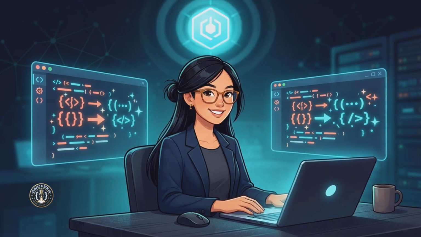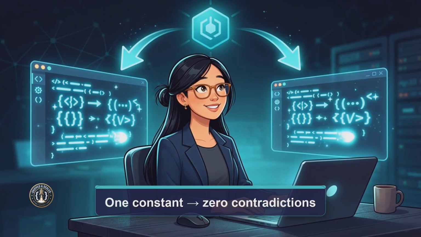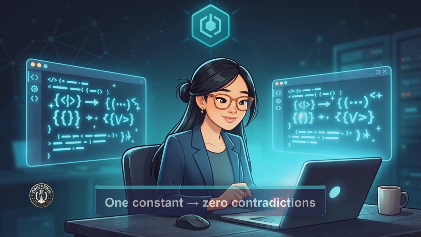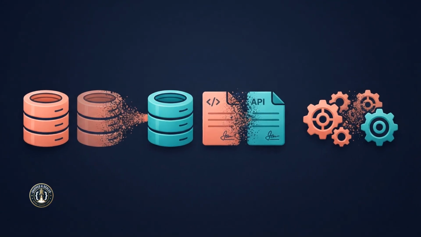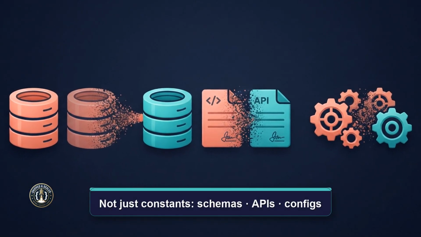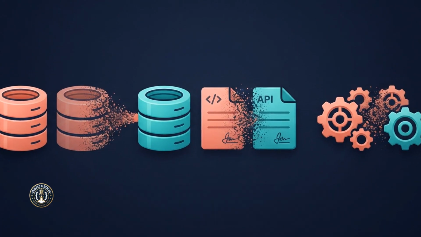The fix is elegant. Extract a single constant, annual rate, and let both functions reference it. One change, one place, zero contradictions. And it's not just constants. Database schemas, API contracts, and configuration files can all suffer from the same duplication problem.